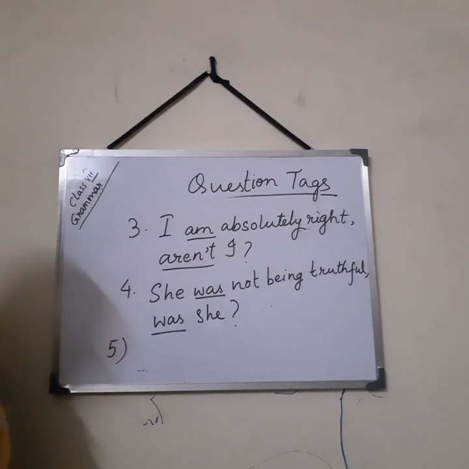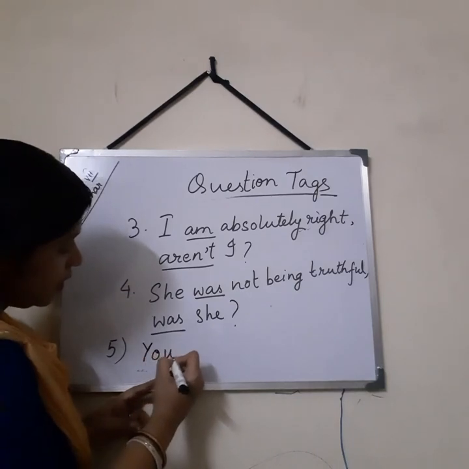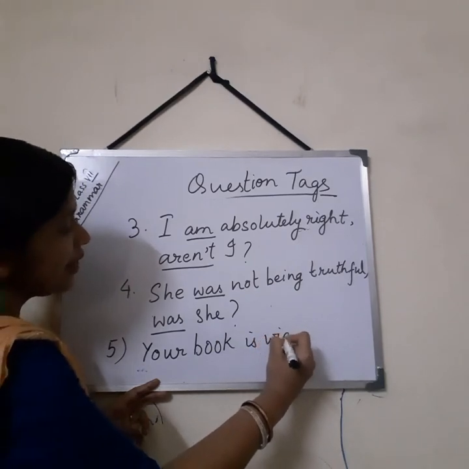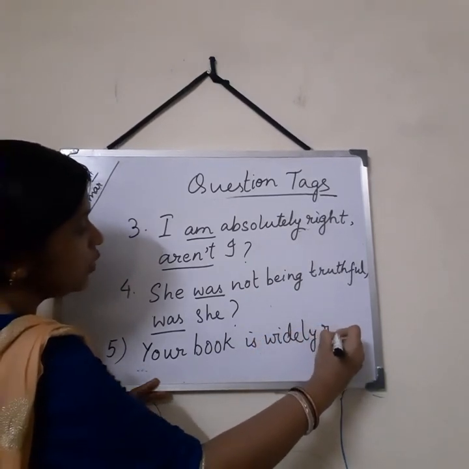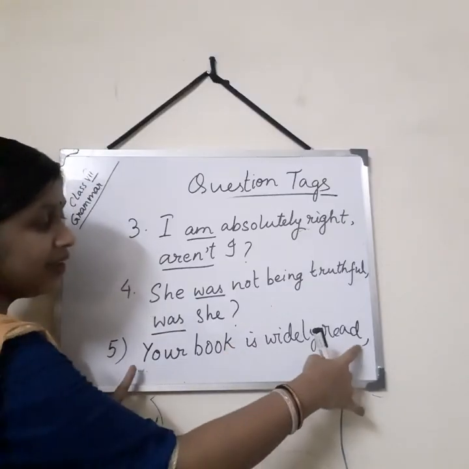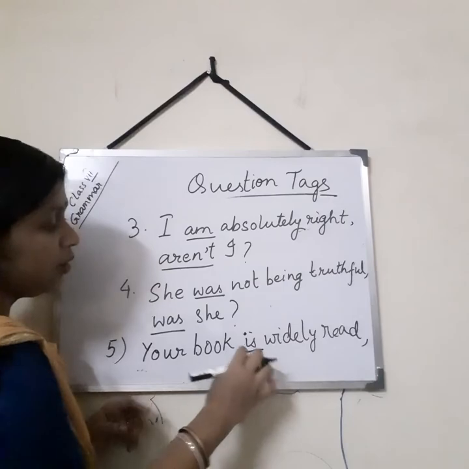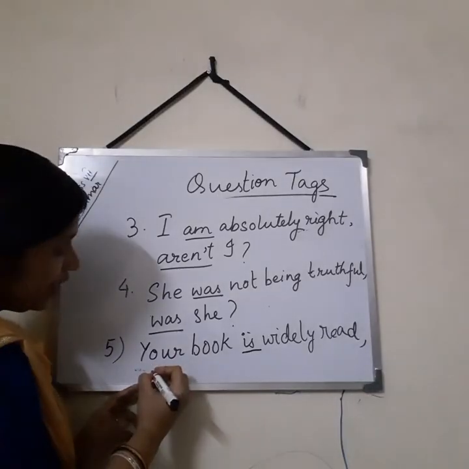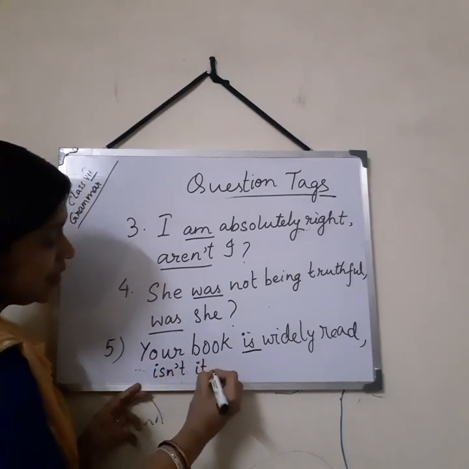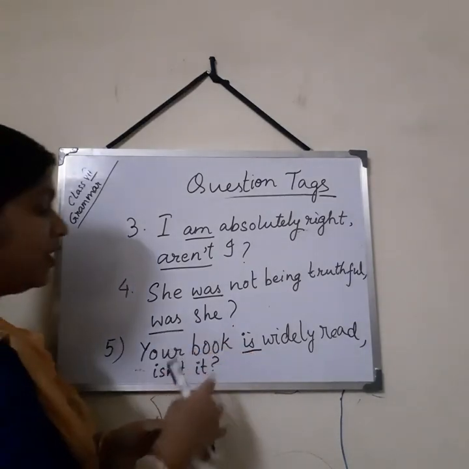Number 5. Your book is widely read. Again, a simple assertive statement. Your book is widely read. A positive statement, so it will be a negative question tag. First you have to identify whether this is positive or negative, and then identify the auxiliary verb. Here the auxiliary verb is is. Your book is widely read, isn't it? Since the subject is your book, we use the pronoun it in place of the subject.